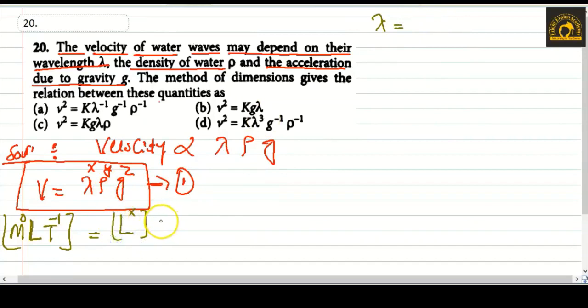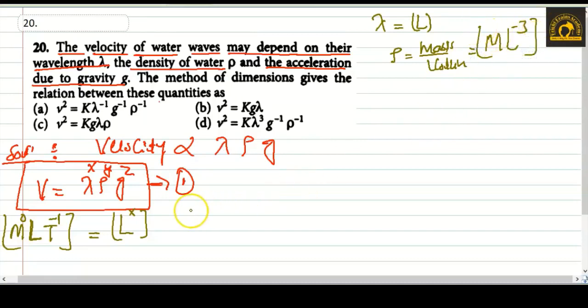Then, what is the dimensional formula for density? Density is equal to mass by volume, that is equal to M L to the power of minus 3. That is (M L to the power of minus 3) whole to the power of y. Then acceleration due to gravity, L T minus 2, that is whole to the power of z.